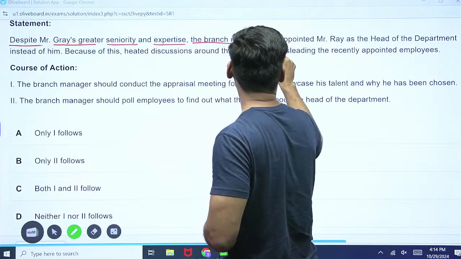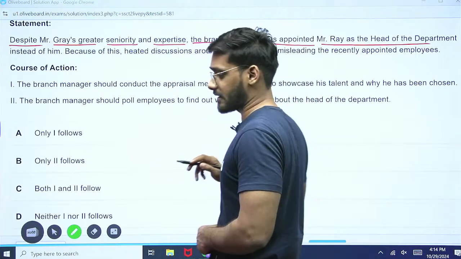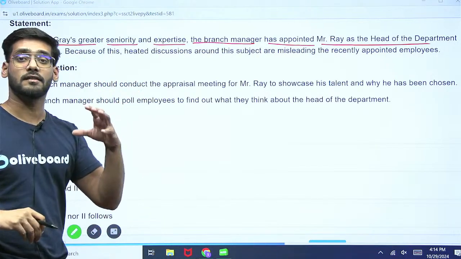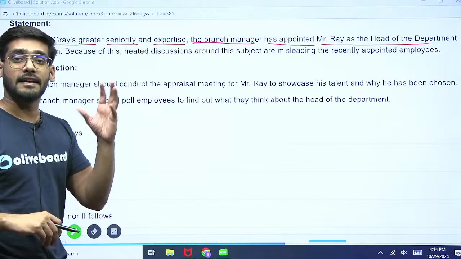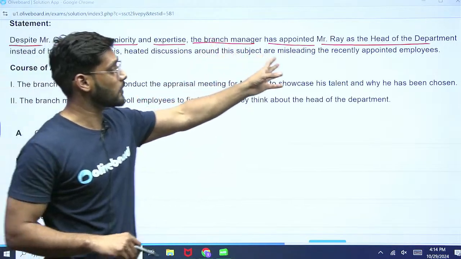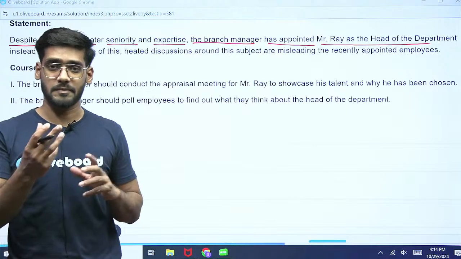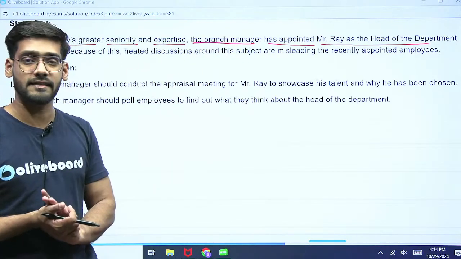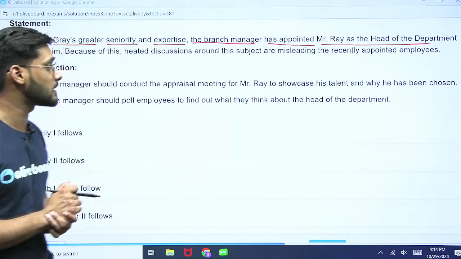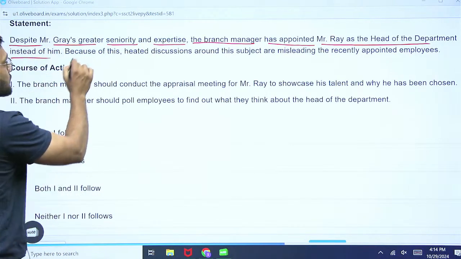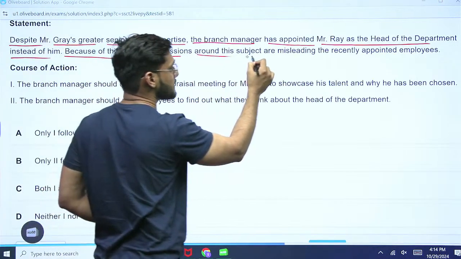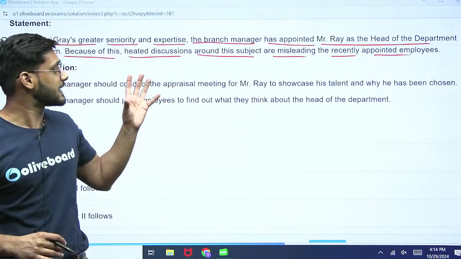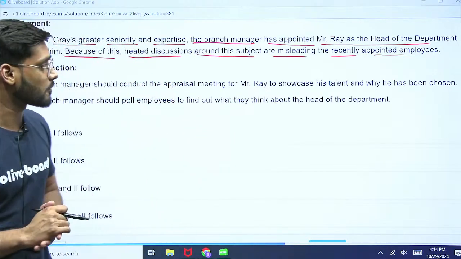The branch manager has appointed Mr. Ray as the head of department. It means he is trying to say that Mr. Gray is having more experience and is also senior. Despite this, the branch manager has appointed someone else, Mr. Ray, as the head of the department instead of him. Because of this decision, heated discussions around this subject are misleading the recently appointed employees, right?